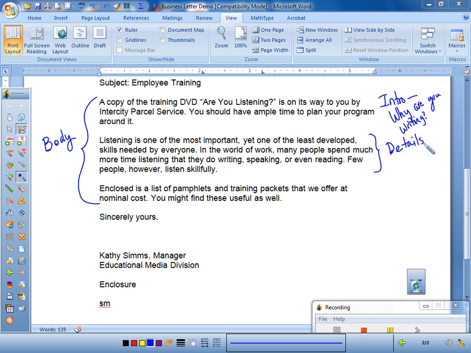And then the last paragraph of the letter is usually you're closing up your letter, but it's oftentimes how to contact you, or what things may be included in the letter, which we're going to talk about in a minute. Those are called enclosures, because this is talking about enclosed is a list of pamphlets, a training pack. It's telling you what's in the letter. It often will have the enclosures. It'll have how to contact you.